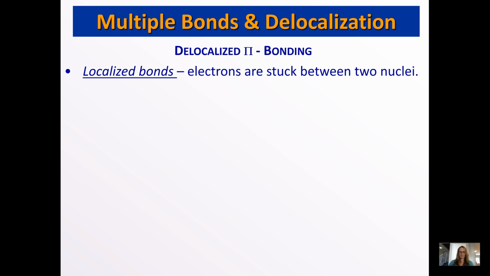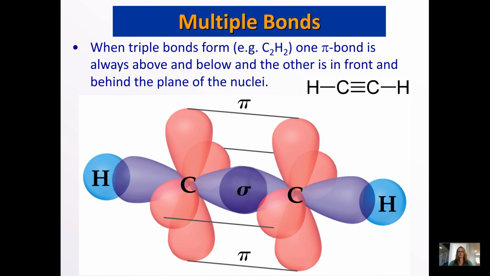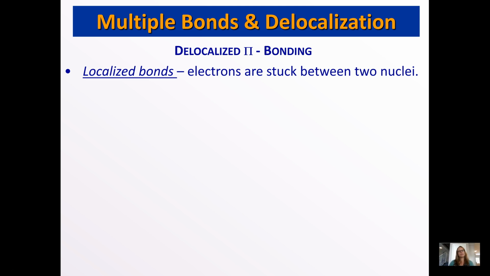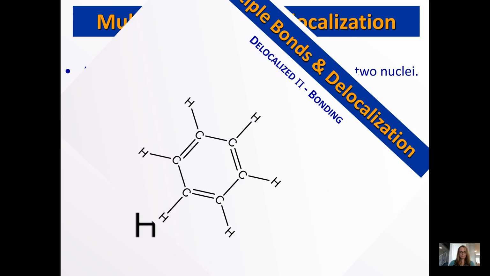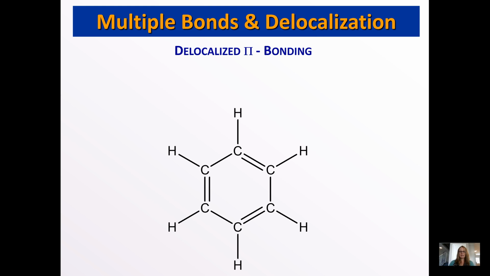All right. Now there's 2 different types of multiple bonds. There's localized bonds where they are stuck between 2 atoms. So if you take a look at C2H2, the electrons in that triple bond, there's nowhere else for them to go. They are going to be stuck right there. But when we have resonance structures, then the electrons move between additional atoms. So this would be a localized bond, HCN. The electrons are stuck between the carbon and the nitrogen. Versus delocalized. So the electrons can move between multiple sets of atoms, not just 2.